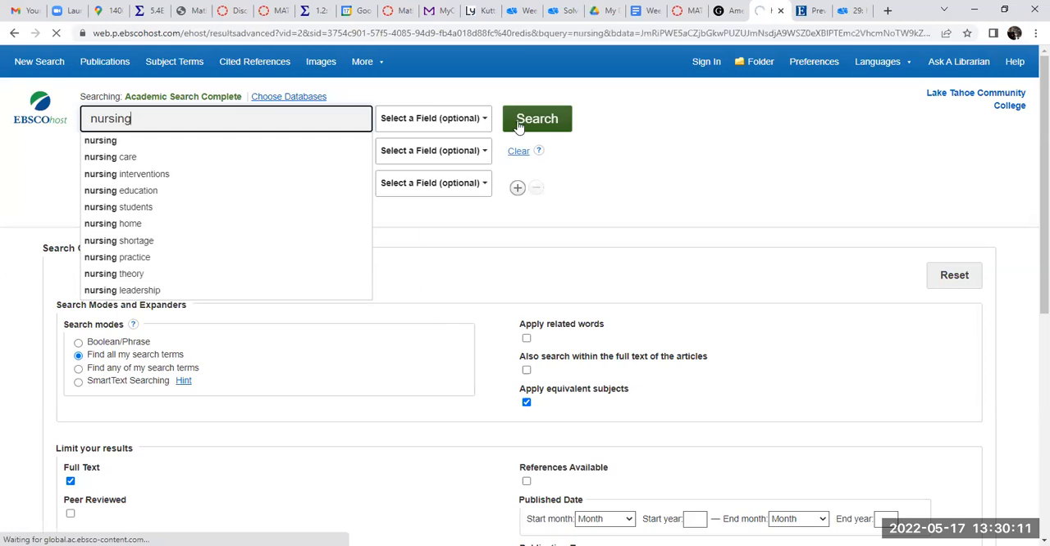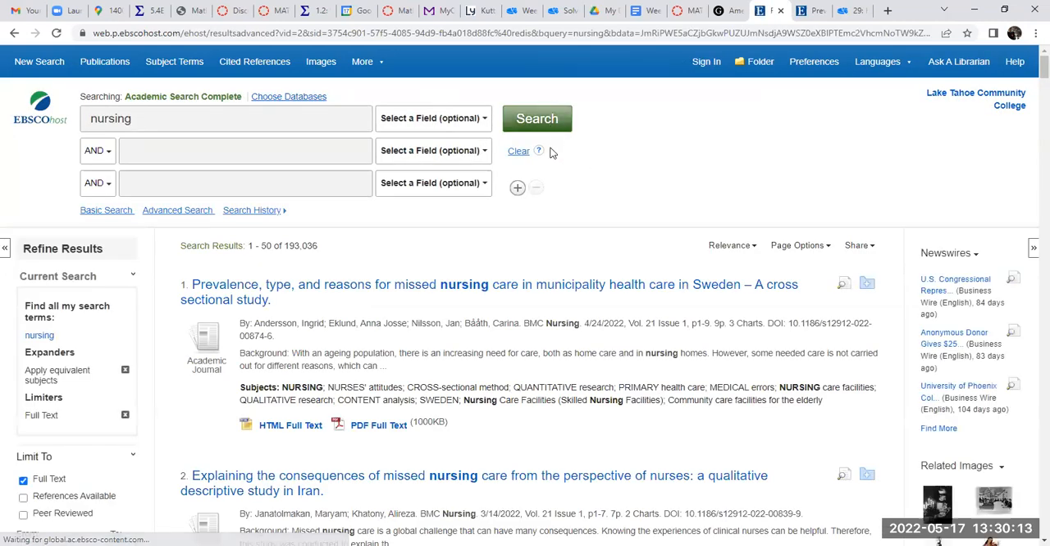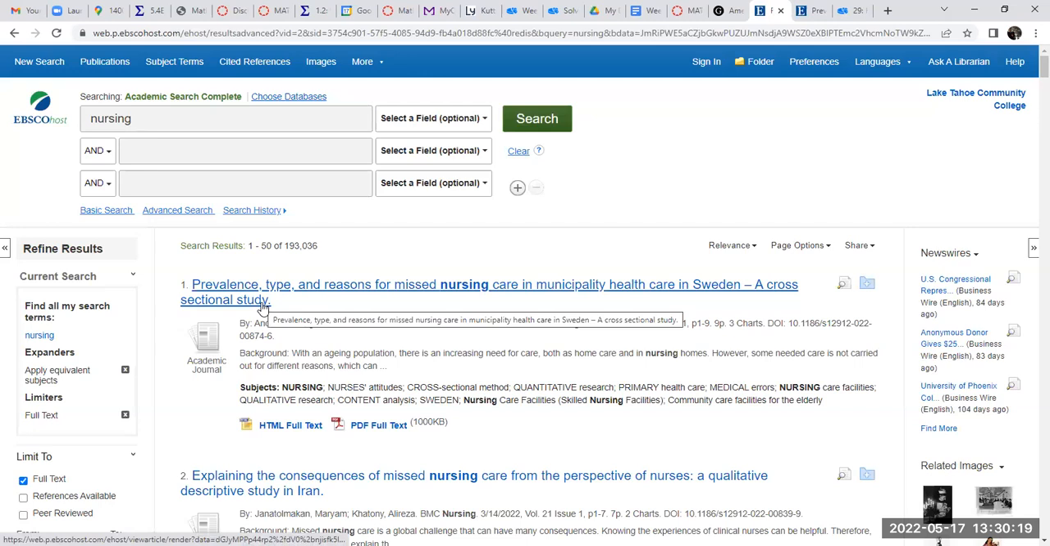So click nursing, click search. And one of the things I can't emphasize strongly enough is how important hypothesis testing is. It's so important that there's a very good chance that the very first article you look at is going to have a hypothesis test with a p-value.